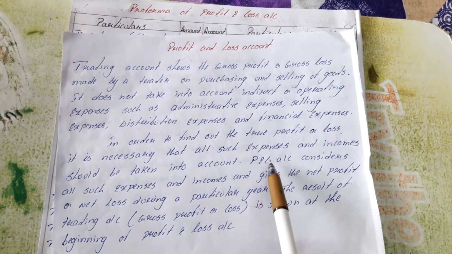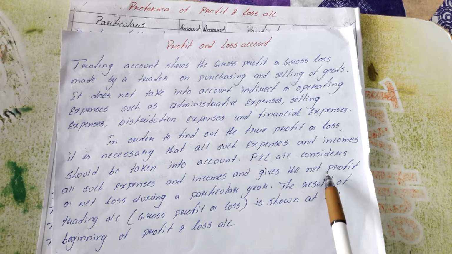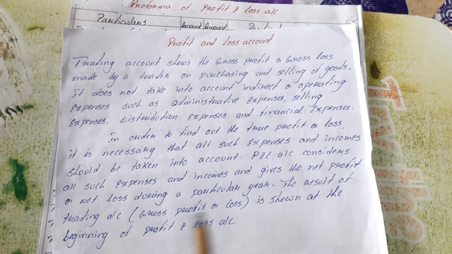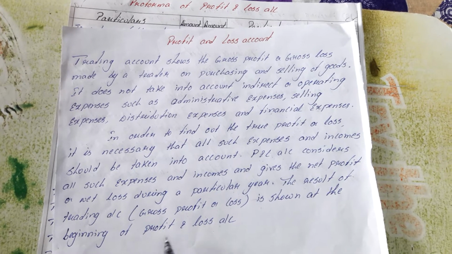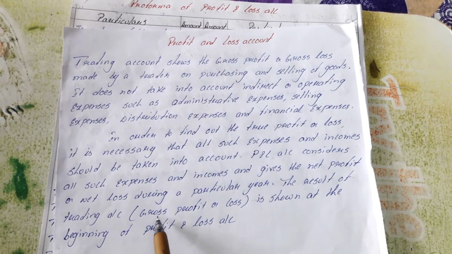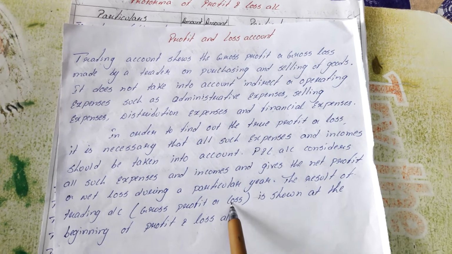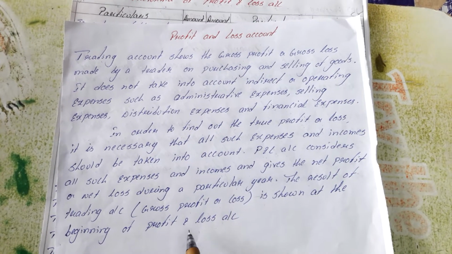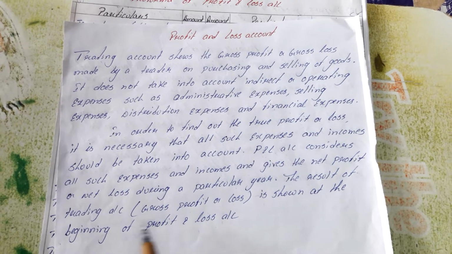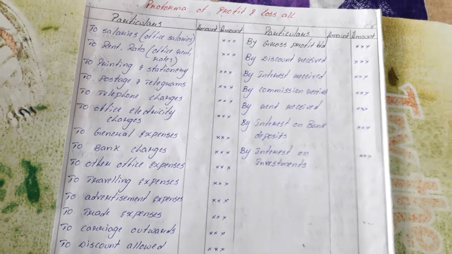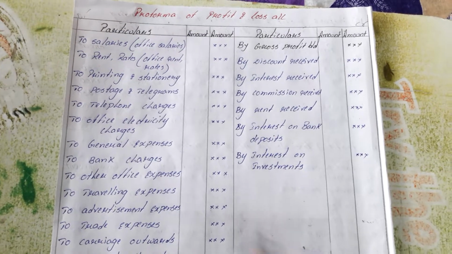Profit and loss account will help us estimate the profit or loss during a year. The result of the trading account is shown at the beginning of the profit and loss account. Whether it is gross profit or gross loss, whichever occurs, we have to post it in the profit and loss account at the beginning. Now we will look into the pro forma of a profit and loss account.